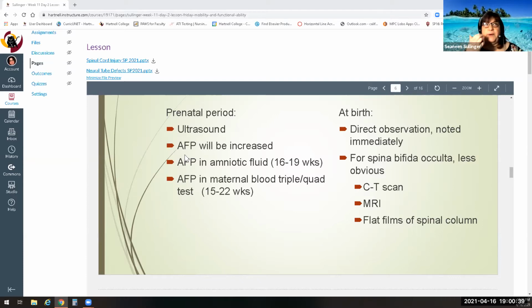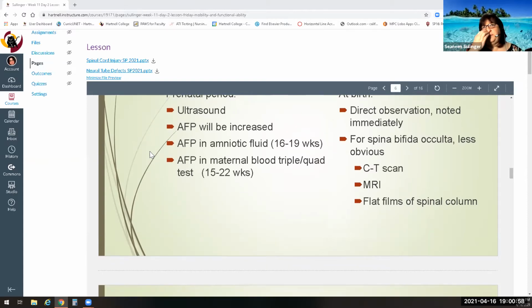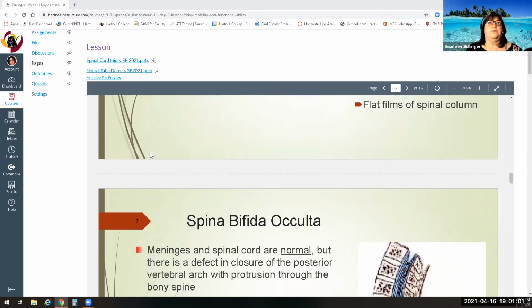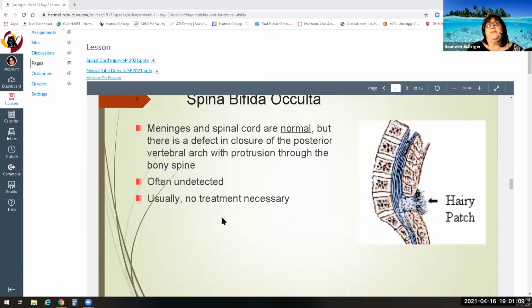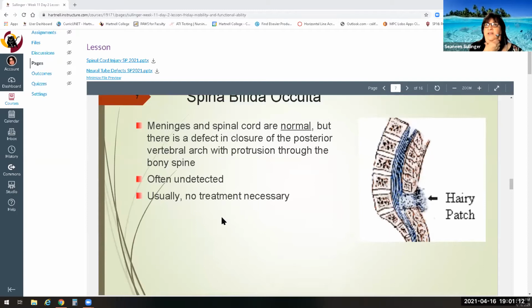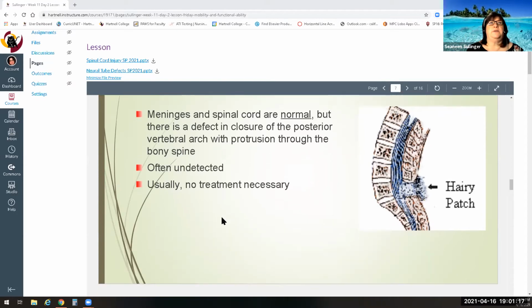Amniocentesis, yes, thumbs up. People remember amniocentesis. And so what you can do is the maternal alpha fetoprotein would be increased. And just the amniotic fluid alpha fetoprotein, which would be the fetal one, would be increased. So when you see an increase, there's probably some type of defect. And so then you do ultrasounds and look around. Usually no treatment. It's often even undetected. The couple times that I've seen it, they've done the ultrasounds and it's been fine.